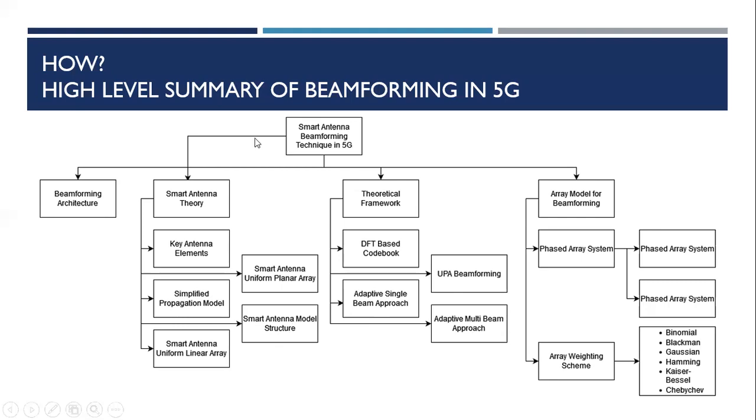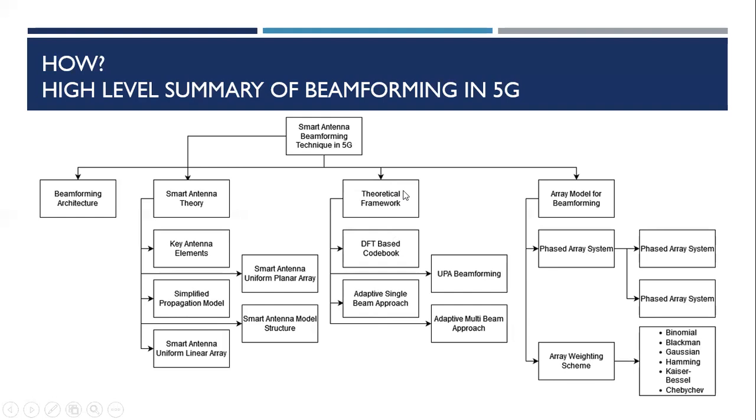Once we have established ground for smart antenna theory, we will then talk about the theoretical framework, or the entire mathematics of the beamforming, in which we will primarily be looking at the weight generation or weight calculation for the beam using the DFT based codebook or discrete Fourier transform algorithms. Then we will talk about the UPA beamforming, or uniform planar array beamforming mathematical framework, followed by two major kinds of theoretical generation of the beamforming, namely adaptive single beam approach and multi beam approach in context of user demand.